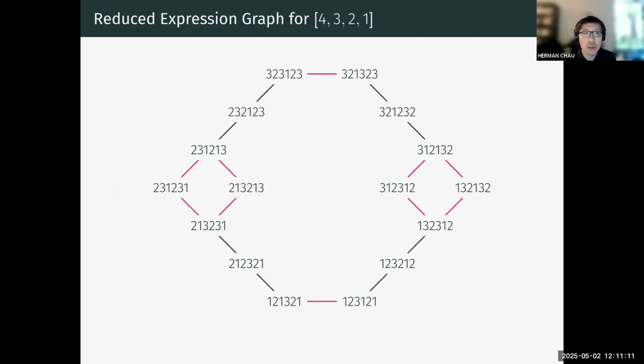So what I can do is write down all the reduced expressions for our permutation 4, 3, 2, 1. And here I've drawn out edges connecting reduced expressions, well, reduced words, because I've omitted the sigmas. I've drawn out edges connecting them if they have a braid or commutation relation that goes from one to the other. Specifically, the red edges correspond to commutation relations, and the black edges correspond to the braid relations.